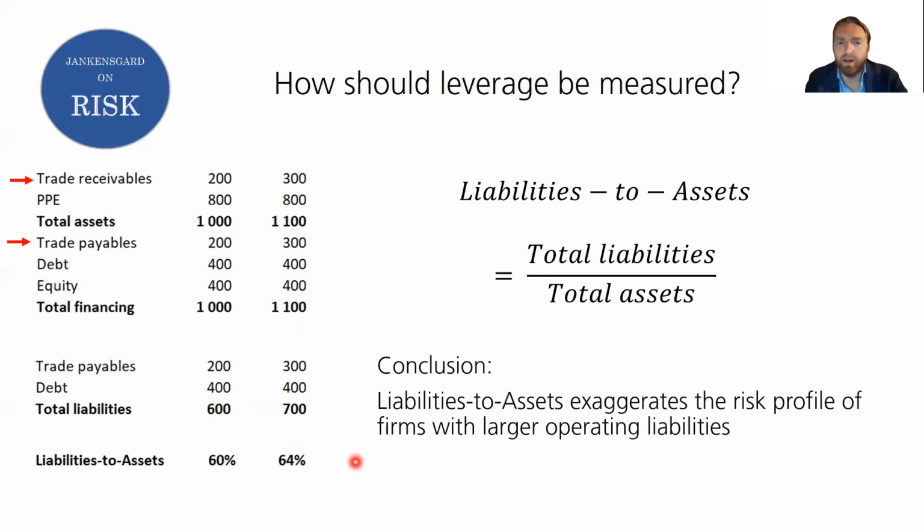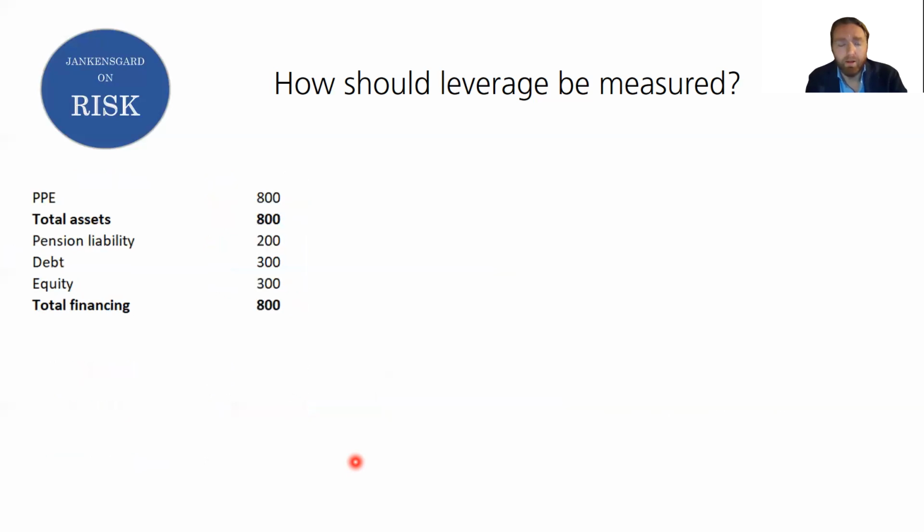And you might find that the liabilities to assets ratio sometimes exaggerates the risk profile of firms with larger operating liabilities, or at least there's a potential for that kind of conclusion using that measure, since working capital, trade receivables and trade payables can very well be of equal magnitude, right? So we don't necessarily have a lot of reasons to worry.